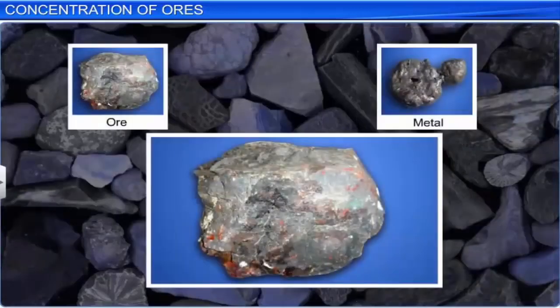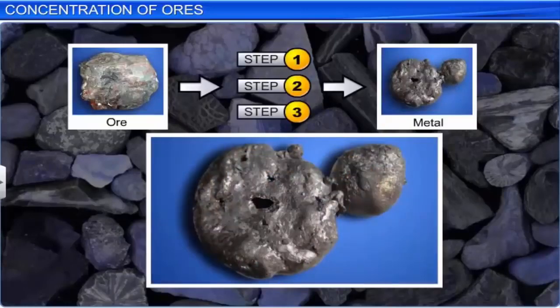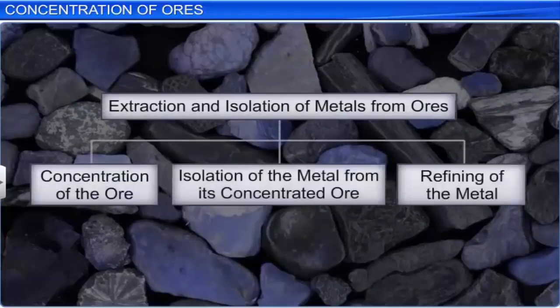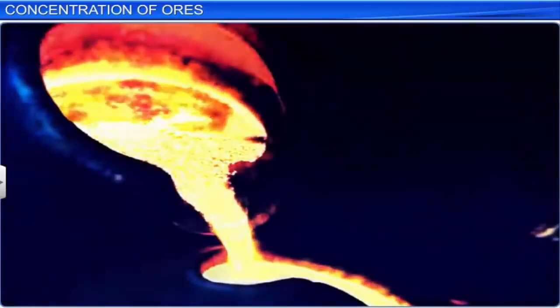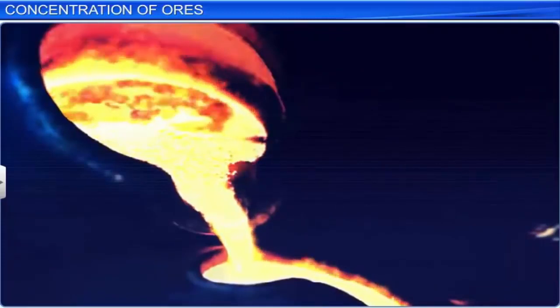The metal is extracted from the ore after a series of procedures and techniques known as extraction and isolation procedures. The main steps involved in the extraction and isolation of metals from ores are given here. Concentration of the ore, isolation of the metal from its concentrated ore, refining of the metal. The branch of science and technology that deals with the isolation of metals from their ores is known as metallurgy.